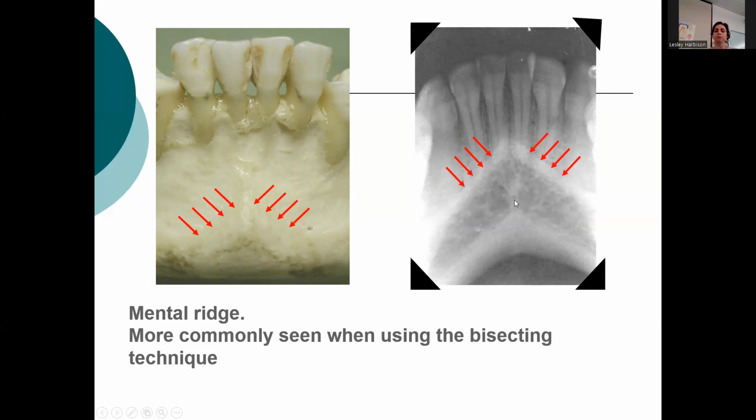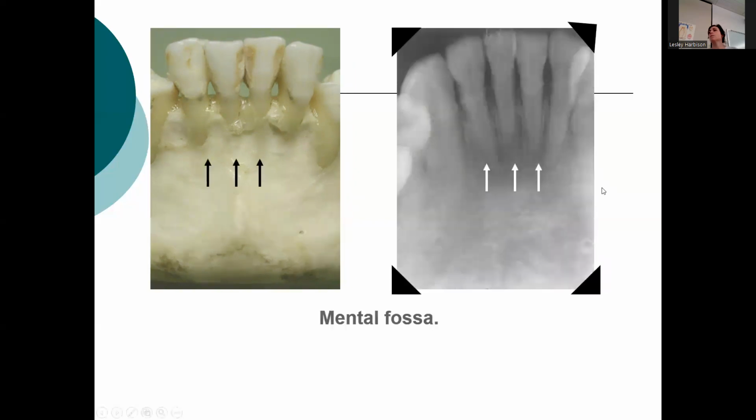Mental fossa. It can vary in the different areas. Some areas the arrows will be pointing more toward the apices. Why might that be kind of a problem if it's pointing toward the apices? Yeah, you might think it's a giant abscess.